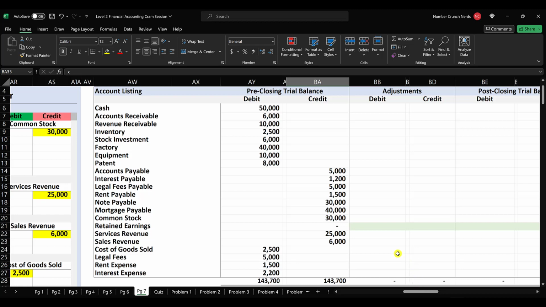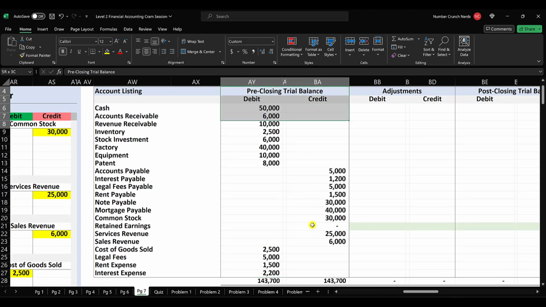Well, you close out all of the income statement accounts. You close out all the revenue accounts to retained earnings, and you close out all of the expense accounts to retained earnings. Now, I'm going to do it two ways for you to see here. The first way that I'm going to do it is in a column format.